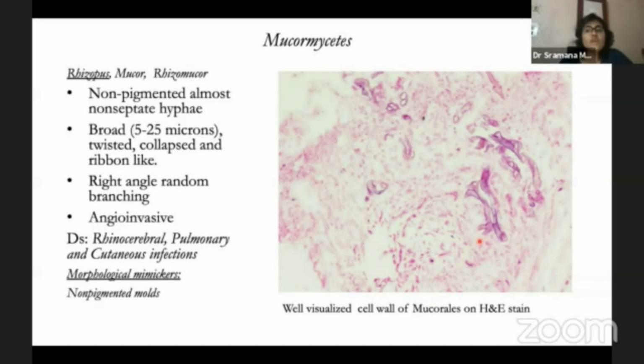So what I want to emphasize is that the Mucorales, order Mucorales, are well visualized on the H&E stain. And what are the disease entities that they cause? Rhinocerebral, pulmonary, and cutaneous infections. But morphological mimickers can be any other non-pigmented molds. Even the hyaline fungi of Aspergillus or non-Aspergillus species can also mimic it.